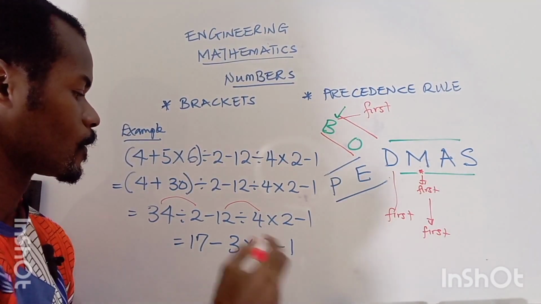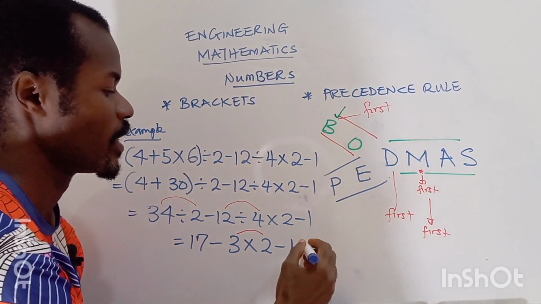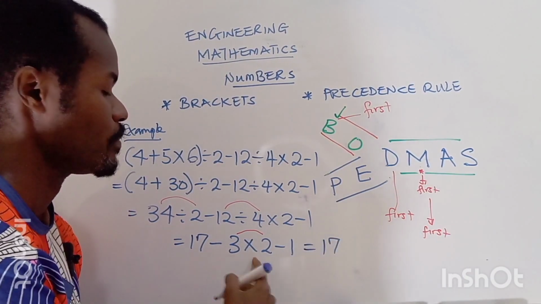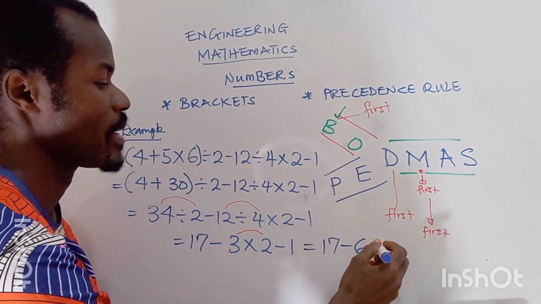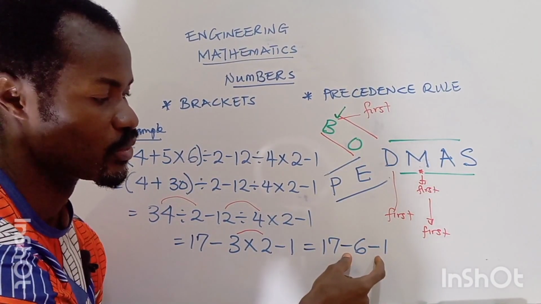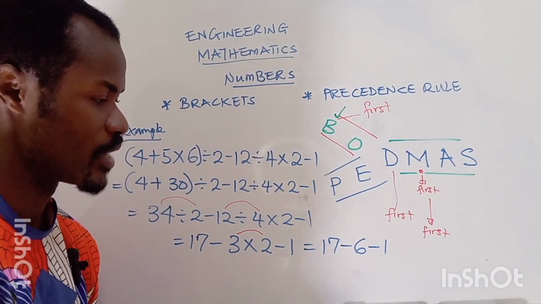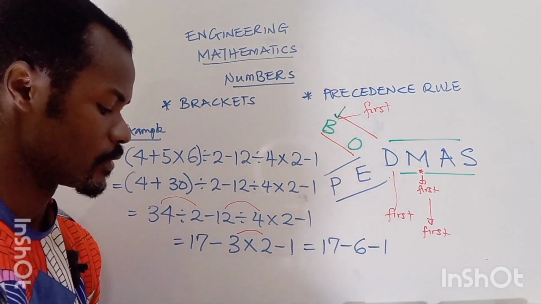So I'm going to work on this part. 3 times 2 is what? 6. So we have 17 minus what? 6 minus 1. Okay. Now we are left with just 2 minuses. So we have just minus left. So we are going to treat this minus and this minus.